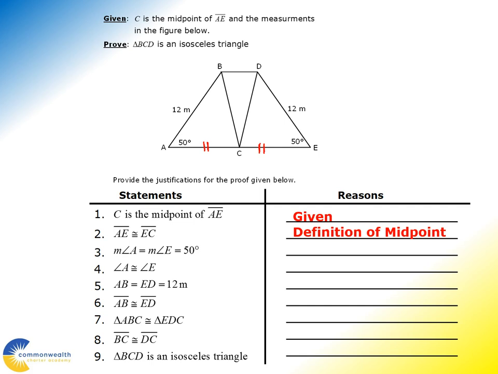I can see the measure of angle A is equal to the measure of angle E. That's given in the figure. The measurements in the figure were a given piece of information, which means angle A is congruent to angle E. That's by the definition of congruent angles. We're also told that AB and ED equal 12 meters. That's given information in the figure. And that means that AB is congruent to ED. And that's by the definition of congruent segments. So now we make a statement that triangle ABC is congruent to triangle EDC.